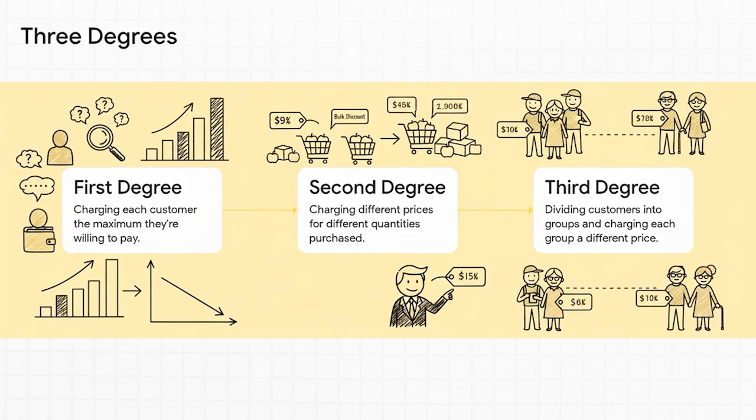And here they are. First degree is the ultimate dream for a seller. They figure out the absolute maximum every single person is willing to pay and charge them exactly that. Second degree is much simpler. Think bulk discounts. The more you buy, the cheaper each item gets. But the one we see all the time, that's third degree. Dividing customers into groups, students, adults, seniors, and giving each group its own price tag.